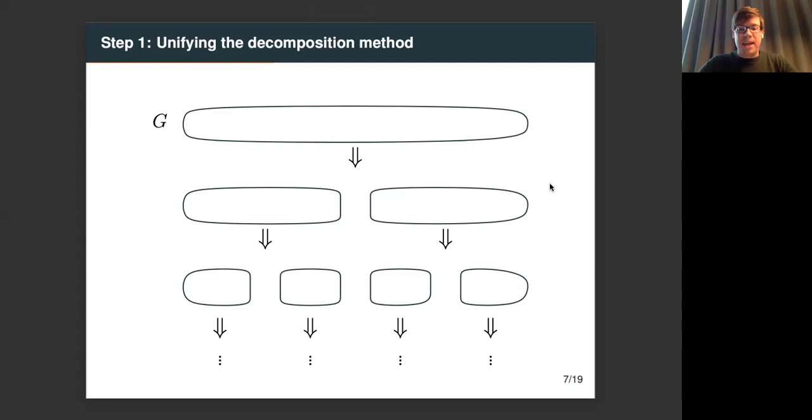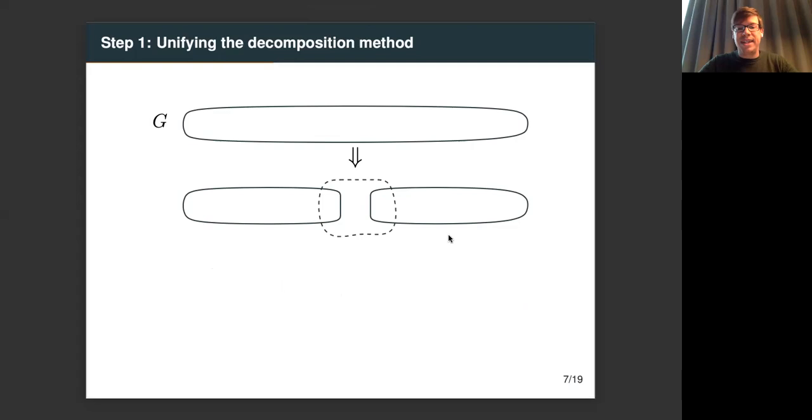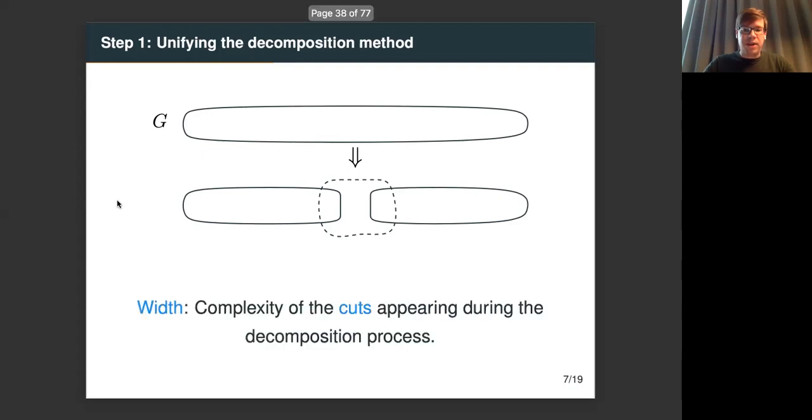And in this context, of course, it is very crucial what the complexity of those cuts is that you encounter, right? So if you have a solution for one side and a solution for the other side, and you want to find a solution for their join, sort of, then it's of course very important how complicated their interaction is. And in this type of decomposition, you always measure the width as the complexity of these cuts that appear during the decomposition process.